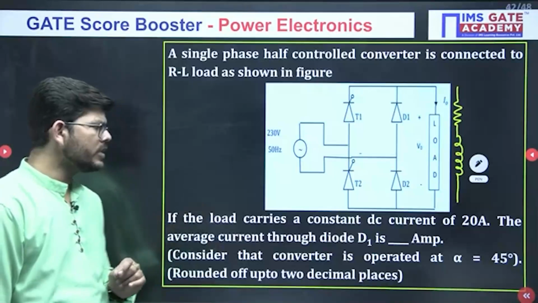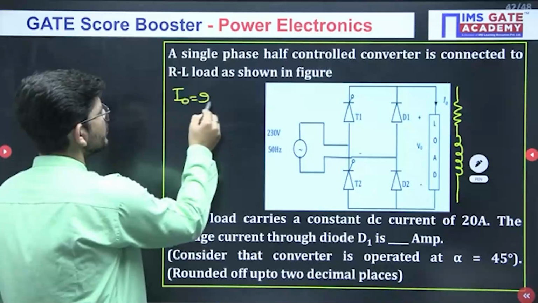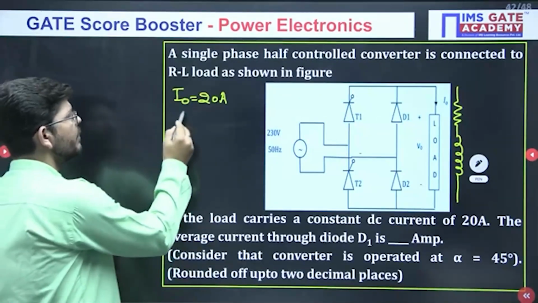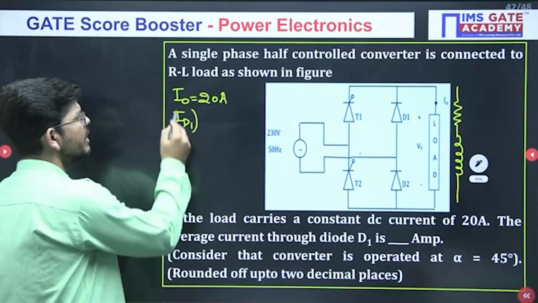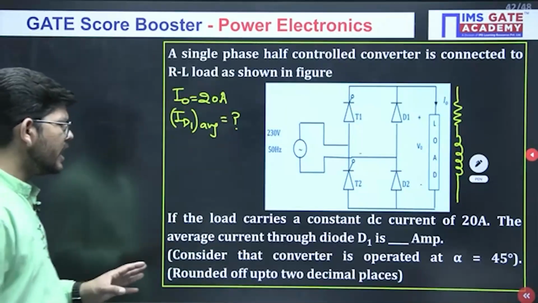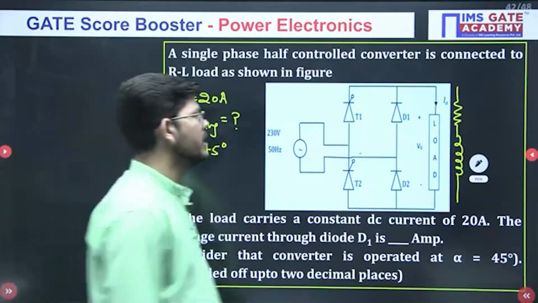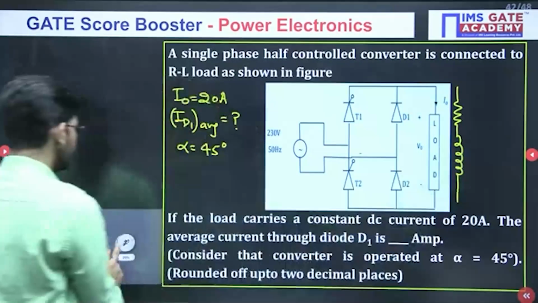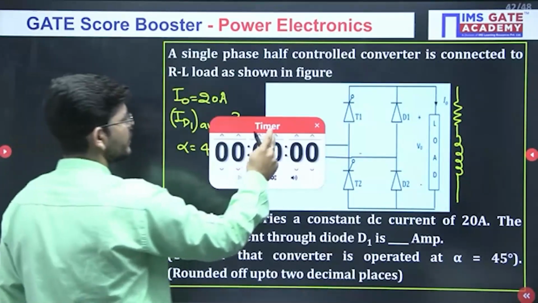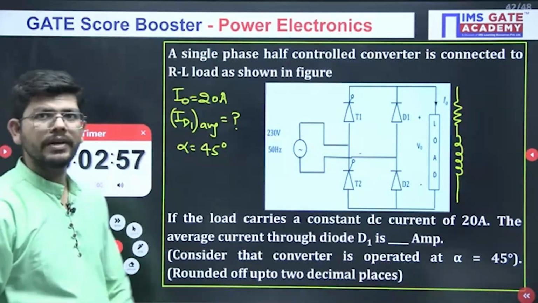If the load carries a constant DC current of 20 ampere, load current of 20 ampere, I naught is constant, the average current through the diode D1 will be, we have to find what will be the average current across the diode D1. Consider the converter is operating at a firing angle of 45 degree. So let me see whether students you can solve this question. I'm giving you 3 minutes for it. You can take your time because it is a very conceptual question.